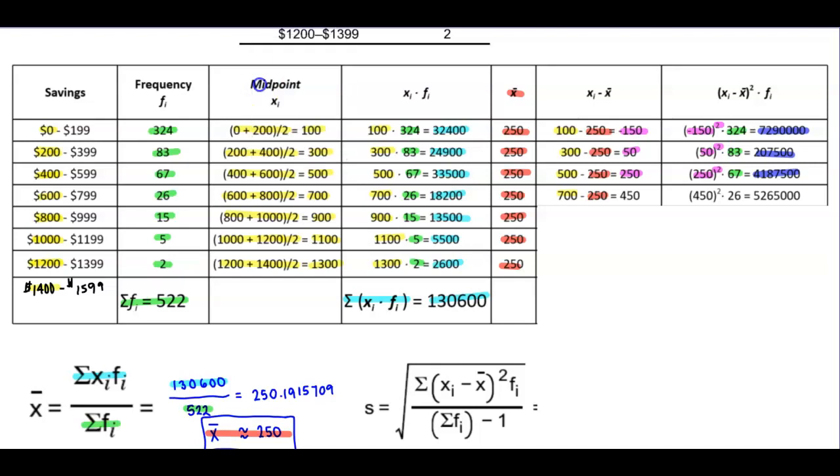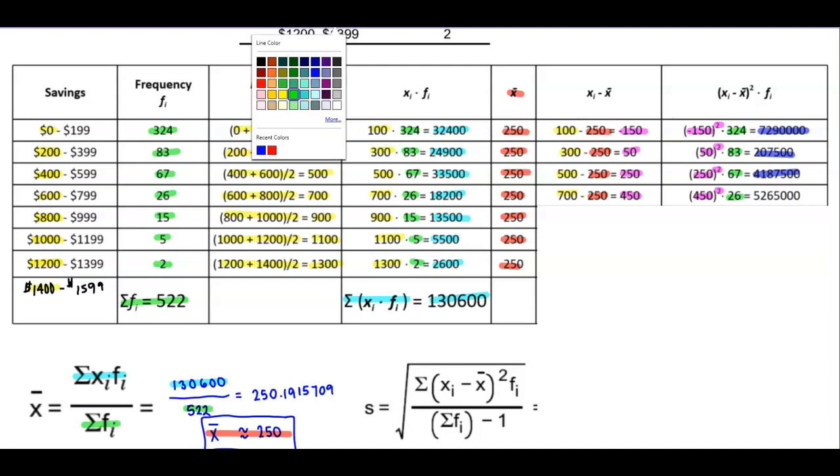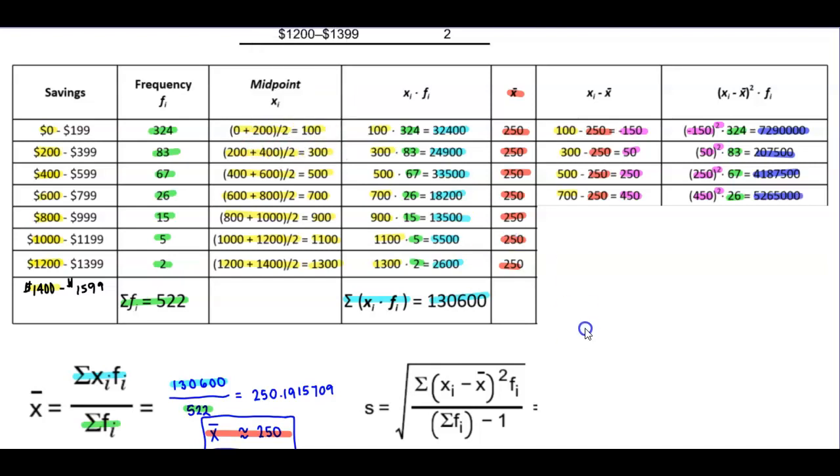Okay, next, we're going to take the midpoint of 700, and then subtract the sample mean of 250 to give us 450. So we're going to take that 450 and square it, and then multiply it by its frequency of 26. And when we multiply those together, we get 5,265,000.